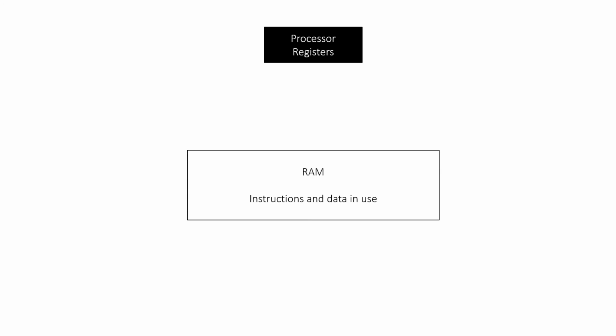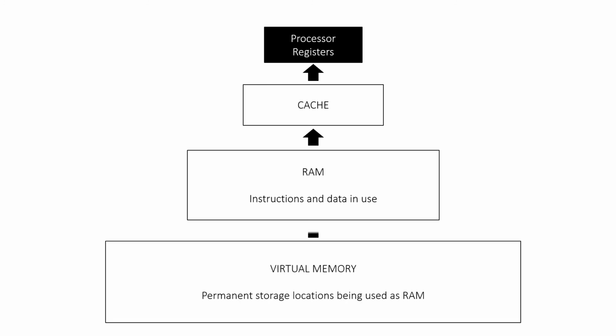So the processor has got registers in it, and these store single items of data. RAM stores the current instructions and data that are in use, and the processor must fetch those instructions and data during the fetch execute cycle. Cache is a kind of memory that's closer to the processor and therefore has faster access, whereas virtual memory is the use of permanent storage to supplement RAM if you run out of space.